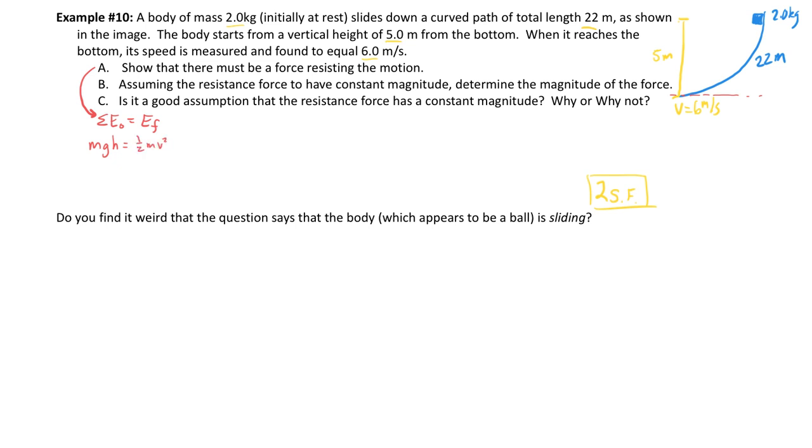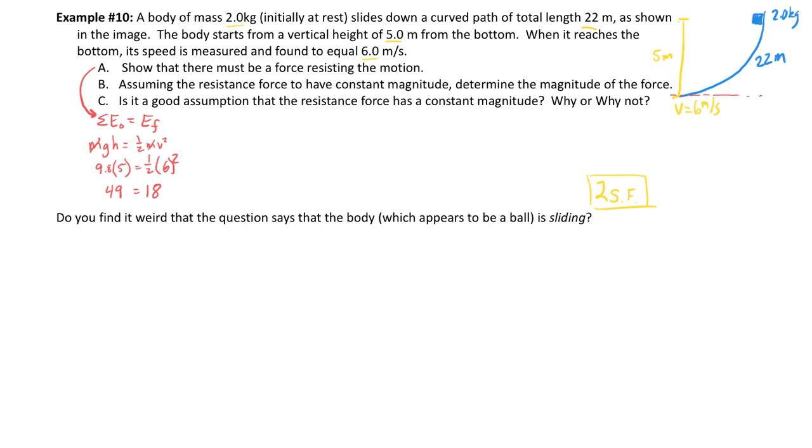Now, if we put that together, we should get that the masses cancel out, so the mass didn't matter anyway. The g would be 9.8, the height would be 5, then we'd have 1/2 times the final velocity, which is 6 squared. If I do 9.8 times 5, then I get 49. But if I do 1/2 times 6 squared, 36 times 1/2, that would give me 18. Holy smokes, there's a problem there, right? My final kinetic energy is not equal to my initial energy.